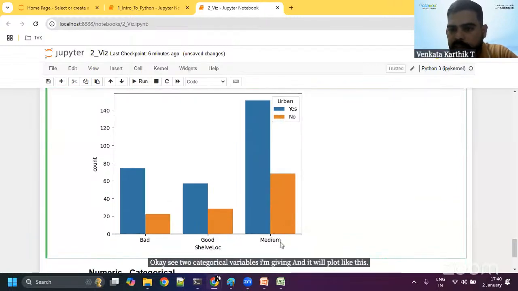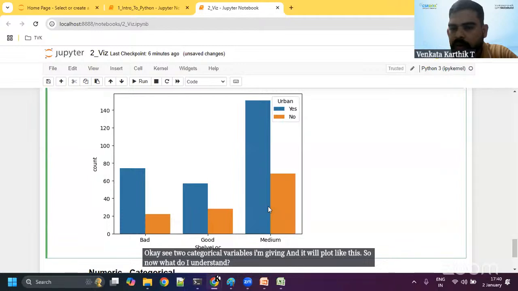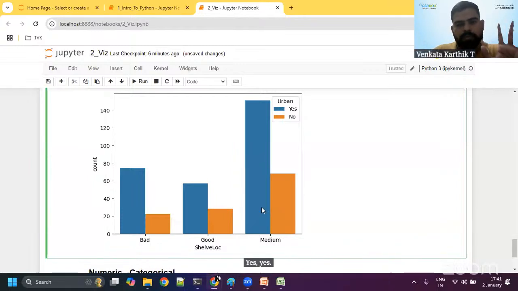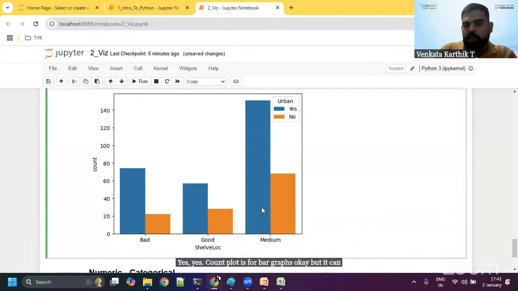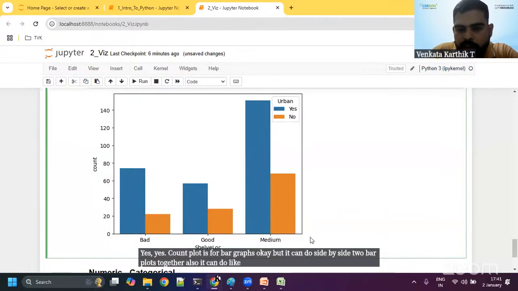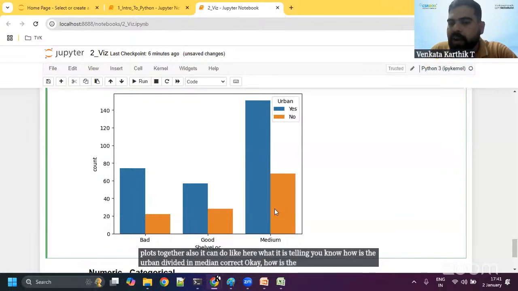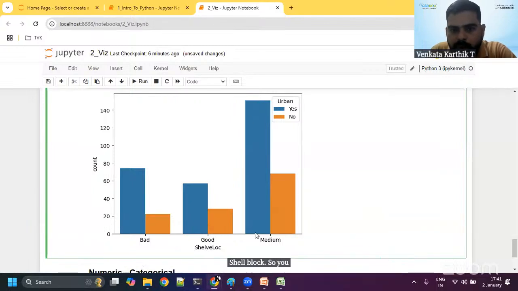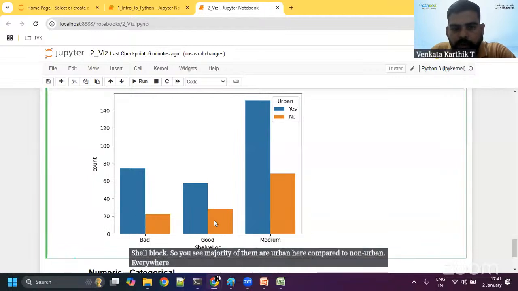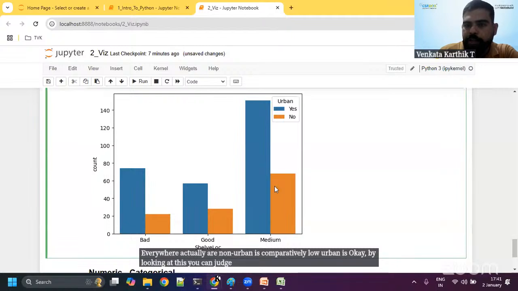So now what do I understand? Yes, count plot is for bar graphs, but it can also do two bar plots side by side. Here, what it is telling is how the urban population is divided in the medium shell block. You see, the majority of them are urban compared to non-urban. Everywhere, non-urban is comparatively low and urban is high. By looking at this, you can judge how the data is distributed.